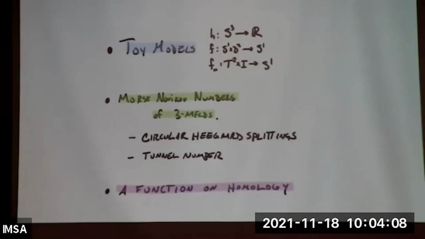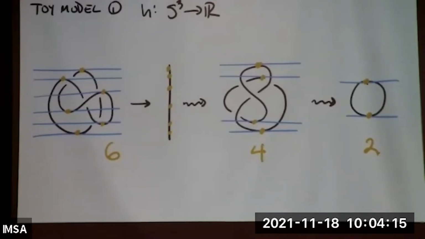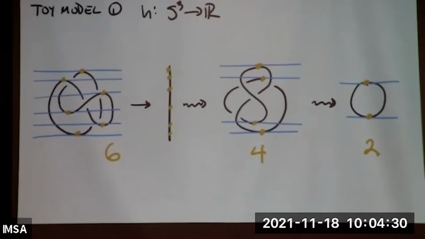Okay, so let's start off with toy models. I want to think about having a height function on S3, or you can take a standard height function on R3, however you want, and I can think about a knot inside S3. I want to think that the knot is in Morse position with respect to this height function. So I'm going to fix a particular configuration of the knot that is Morse with respect to the height function.